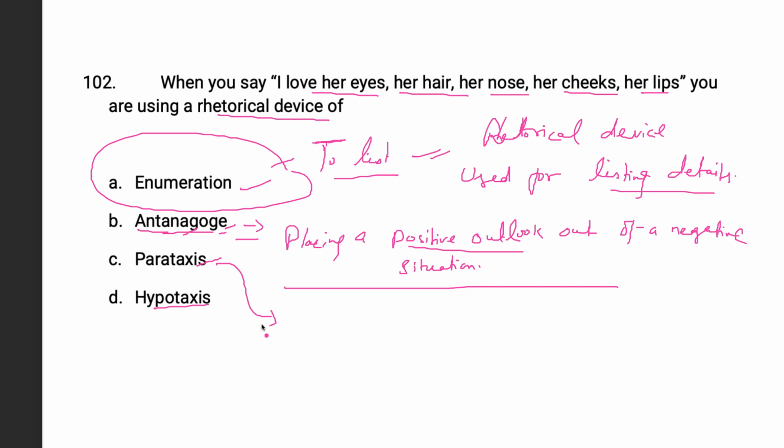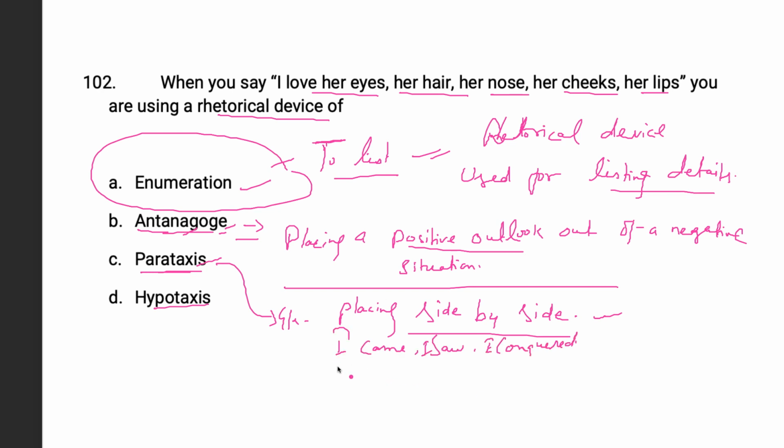Parataxis is when we remove the conjunctions from the words. We use the phrases in quick succession without using any conjunction to join. It is a Greek word that means placing side by side. So when we place the phrases or the words side by side without using any conjunction, this is parataxis. The example is "I came, I saw, I conquered." If I say "I came and I saw and I conquered", it should have been a logical juxtaposition. But here, without using any conjunction, I simply said "I came, I saw, I conquered."